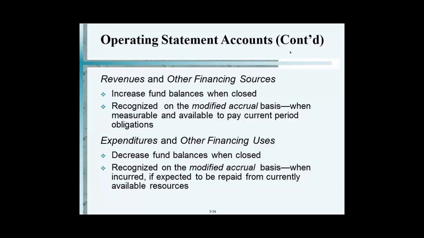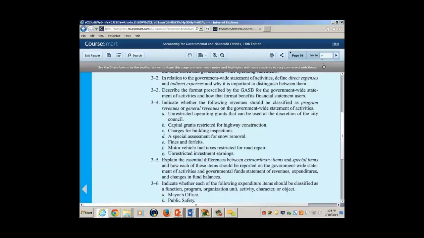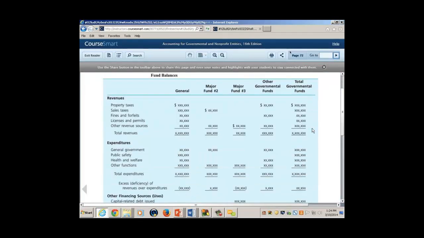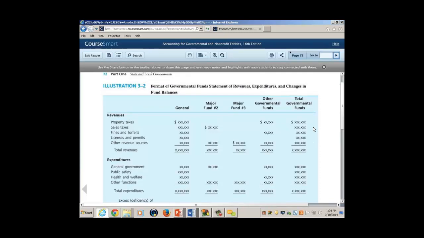So let's take a look at the format. Remember I showed you the statement of activities? Now, that was prepared on an accrual basis. This is a statement which is prepared on the modified accrual basis. And it looks totally different from that statement. Statement of activities is on an accrual basis; statement of revenue, expenditures, and changes in fund balance, a long name, is under modified accrual basis. Two identical statements with two different bases of accounting, which look different.